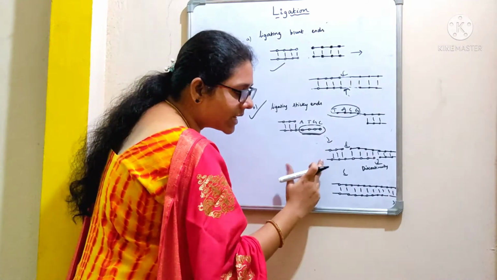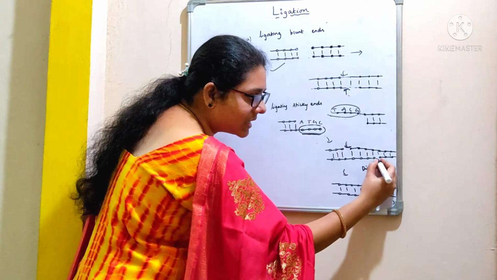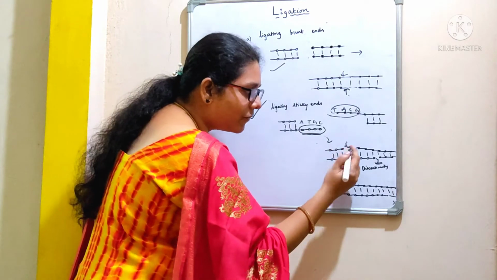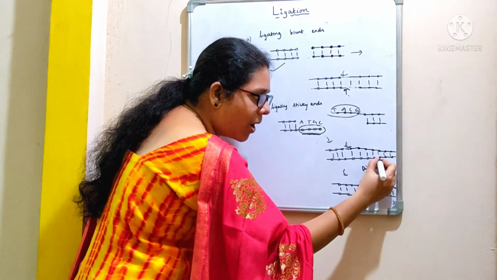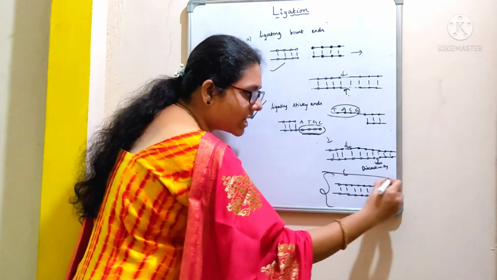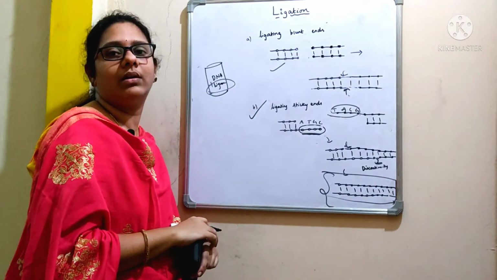See, look at the second picture. Here there is a discontinuity after they form a stabilized structure. Now here the phosphodiester bond is formed with the help of enzyme ligase, resulting in the formation of a stretch of double-stranded DNA molecule.